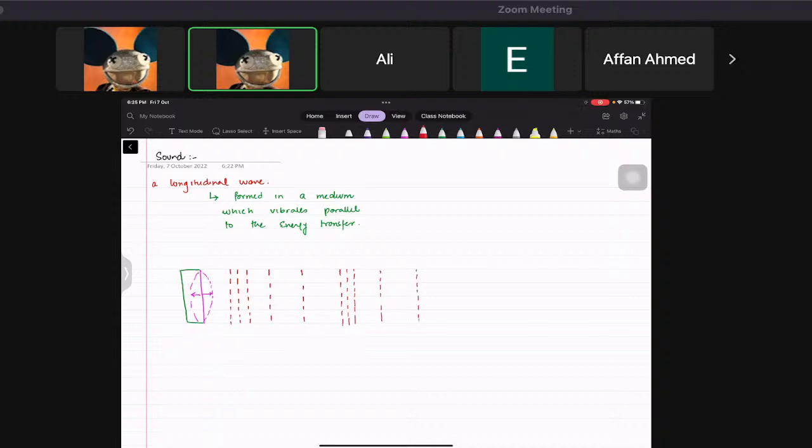Just looking at that, you might realize that it forms a pattern like this, where this section is called compression, and this section with the particles far away is called rarefaction. You got my point?